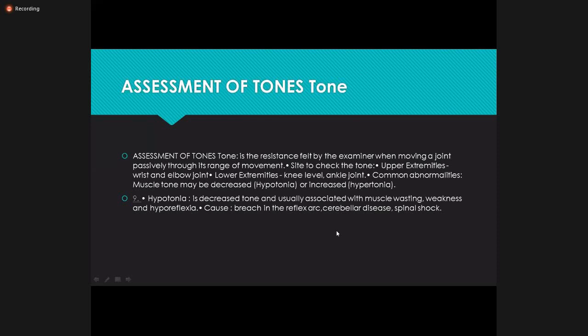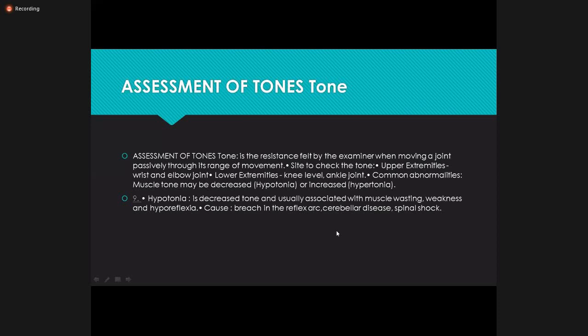Besides assessing the tone, we palpate the muscles. There are very few neurological disorders, not neuromuscular or rheumatological, which can cause tenderness of the muscles. Otherwise, muscle tenderness is a characteristic feature of the musculoskeletal disorders. For neurological disorders, there are only two or three which can cause tenderness of the muscles if you palpate them. One is myositis, and another one is vitamin D deficiency osteomalacia, which can cause tender muscles.